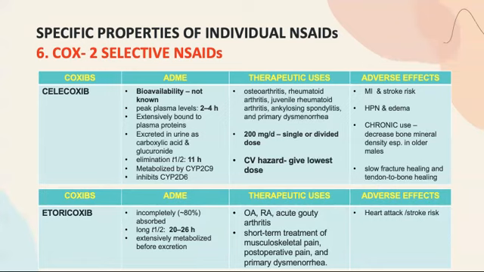Etoricoxib is used for symptomatic relief in the treatment of osteoarthritis, rheumatoid arthritis, and acute gouty arthritis, as well as for the short-term treatment of musculoskeletal pain, post-op pain, and primary dysmenorrhea. The drug is associated with the increased risk of heart attack and stroke. Etoricoxib is not available in the US.